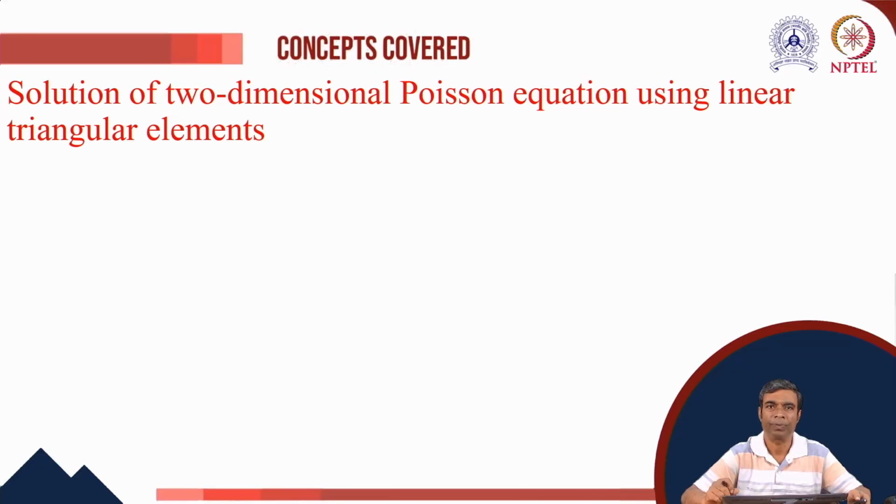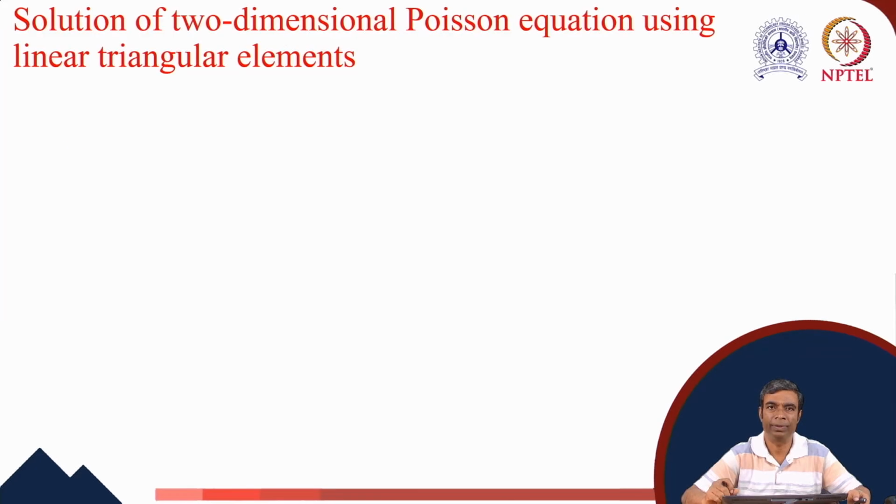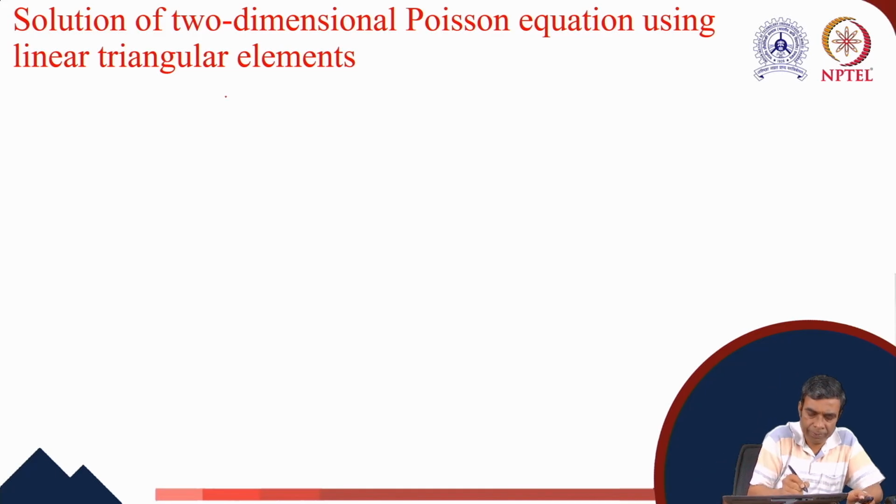In today's class, we shall illustrate the solution of Poisson's equation of heat conduction in two dimensions using linear triangular elements. The numerical problem which we have already solved in the previous weeks using bilinear quadrilateral elements for Poisson's equation of heat conduction subject to essential boundary condition, we shall solve the same problem today by using linear triangular elements in two dimensions.